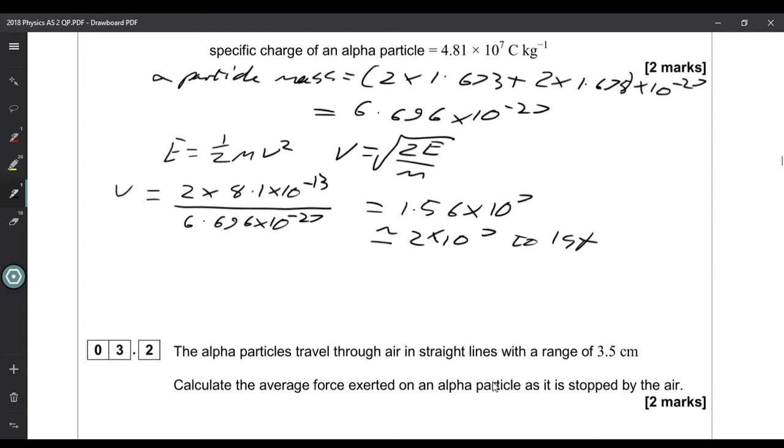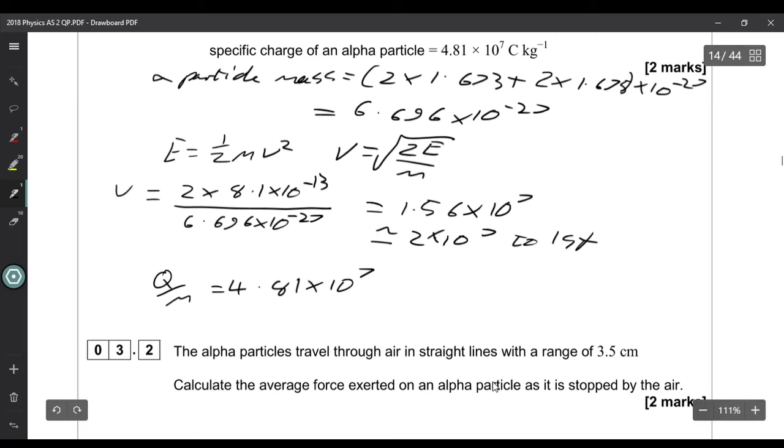We could, rather than calculate the mass by adding the mass of protons and neutrons, we could have also used Q over M equals the 4.81 times 10 to the 7, which is the specific charge of the alpha particle that we've been given in the question, to find M. So either way of finding M would have done, and then done the same thing about substituting that in the E equals half mv squared equation.